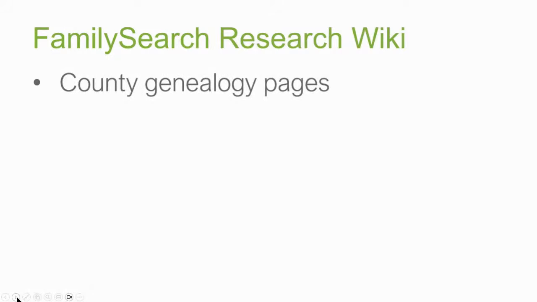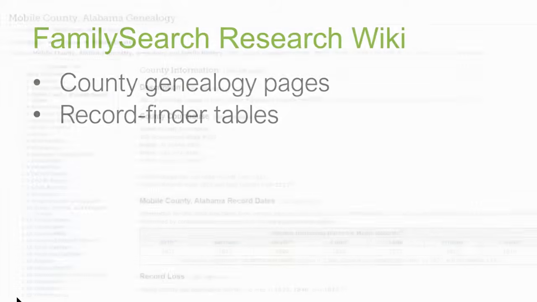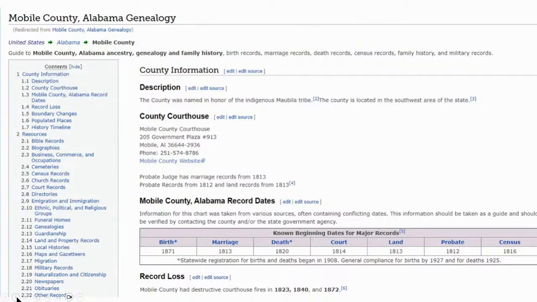A great resource for selecting records is the FamilySearch Research Wiki. It has helpful genealogy pages for every county in the United States. It also has what are called record finder tables that guide you in what records to look at for each kind of research question. Here's an example of a county genealogy page for Mobile, Alabama.